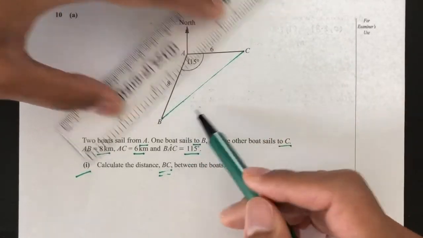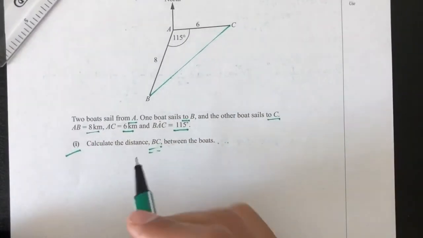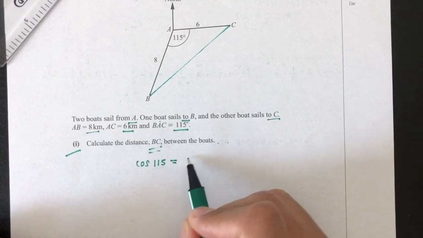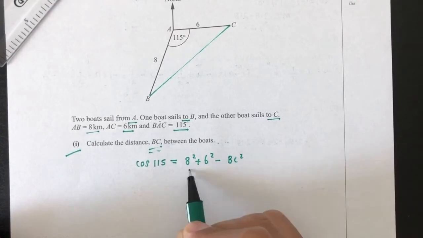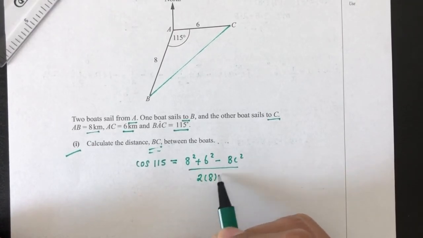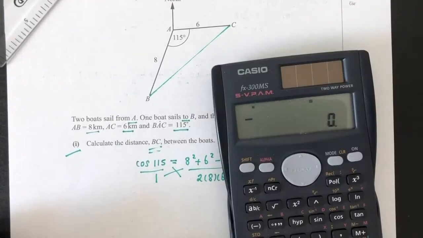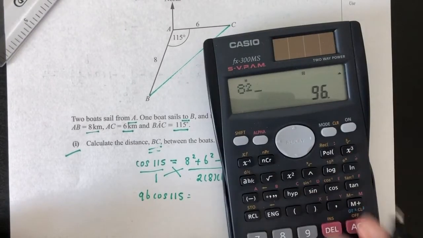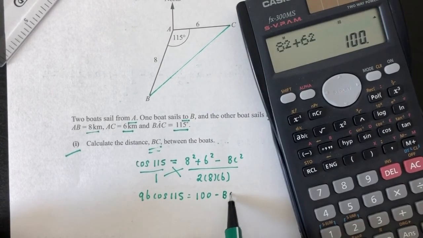So as you observe here, we have these two sides and we have this angle in between. We can use the cosine rule. So cosine of 115 equals 8 squared plus 6 squared minus BC squared, divided by 2 times 8 times 6. If you cross multiply, you will have what? 2 times 8 times 6 will be 96. So 96 cos 115 equals 8 squared plus 6 squared, that will be 100, minus BC squared.